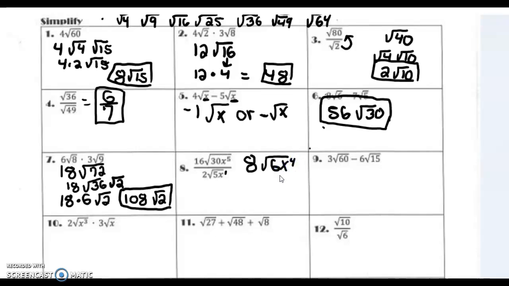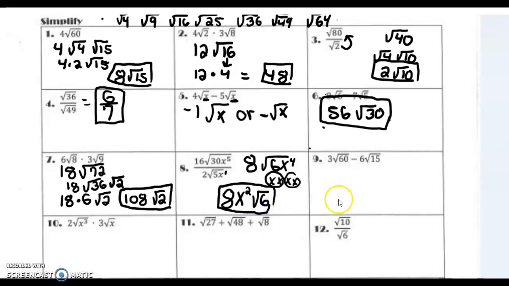Okay. Now let's see what we can do with this. Well, 6, nothing goes into 6. However, groups of 2. So I have 2 groups of 2 with 4, right? So I could take 2 of them out. So that would be 8x squared, and the 6 stays in. Okay.